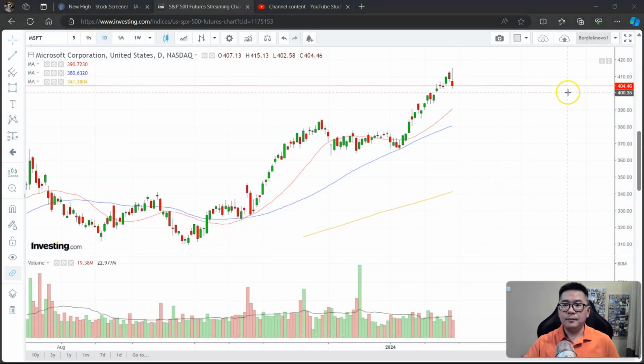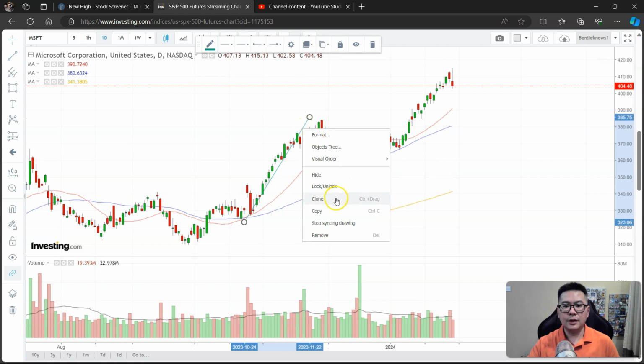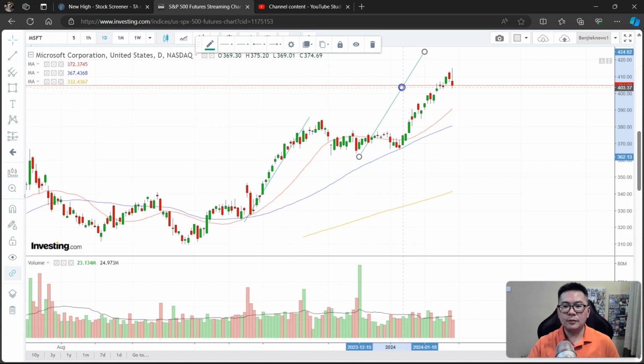Alright, let's just go back to this daily chart of Microsoft. It's kind of gone up quite a lot actually. If we take the measured move from here to here, just clone it, or you can copy it. Just take a measured move and project it from the base here. So a possible target is here, but it looks like it wants to roll over and meet the 20 MA.